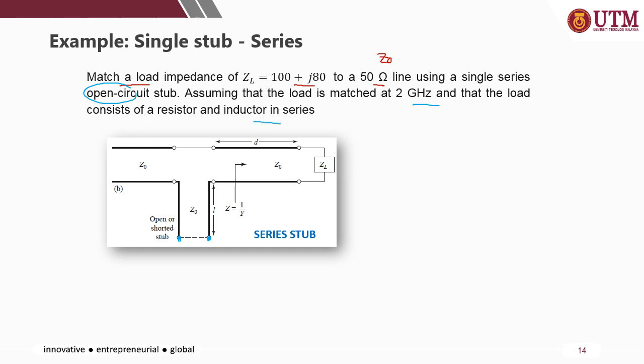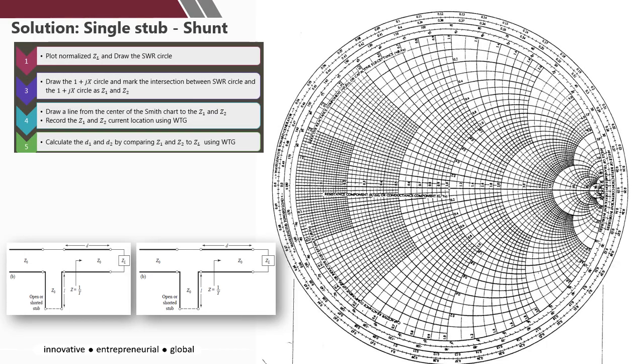Right, so as usual, the first step, you need to get the normalized ZL. So 100 divided by 50 plus J80 divided by 50, so you get 2 plus J1.6. Then you plot this into the Smith chart and then draw the SWR circle. Okay, your normalized ZL just now equals 2 plus J1.6. So 2 plus J1.6 is here. So this is your ZL.